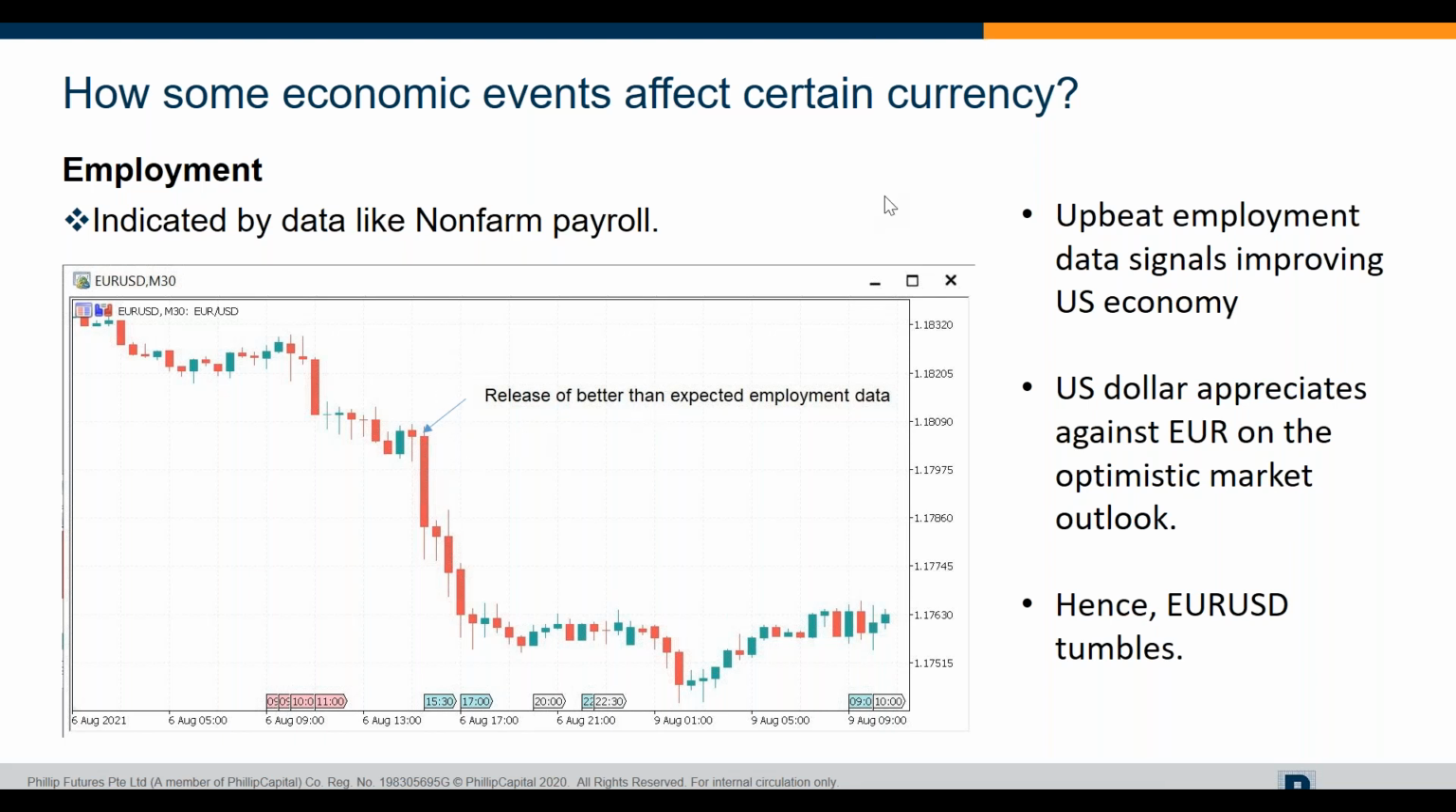So let's dissect this a little bit further. The upbeat employment data signals an improving US economy. So the US economy is going to do well based on the employment data. People are getting employed, the economy is doing well, and therefore the US dollar appreciates, because currencies are all in relative terms. When the US dollar appreciates, it appreciates against the euro, in this case for this currency pair. So when the US dollar appreciates against the euro, your Euro USD pair will drop in value.